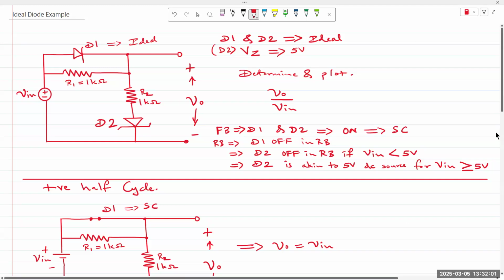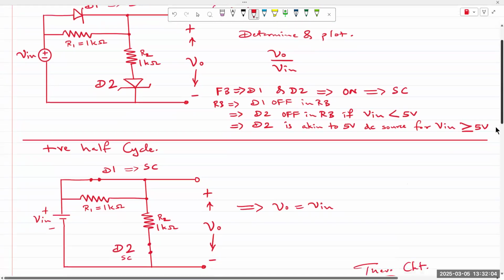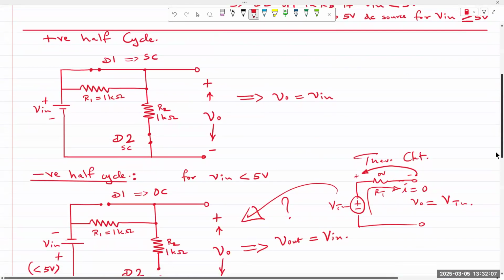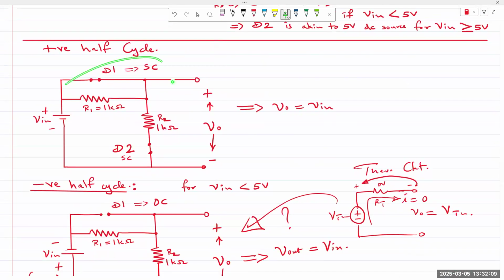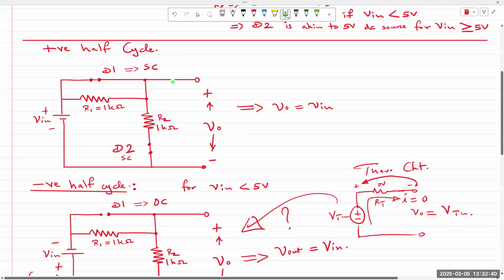And because it's an ideal diode, there would not be a voltage drop. It would simply be short circuits. And so the circuit would reduce similar to what we had for example 1 in the previous slide. And V out would simply be equal to V in. If V in is 1 volt, V out is 1 volt. If V in is 2 volts, V out is 2 volts, and so on and so forth. Make sense? Right? Circuit's the same.